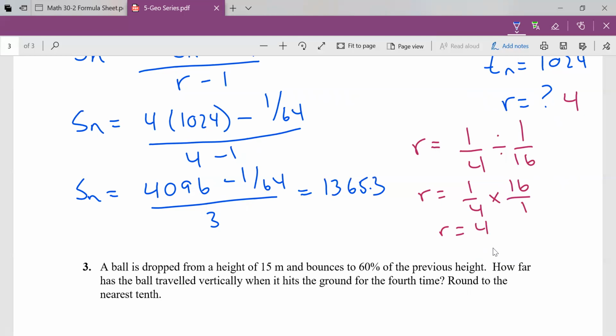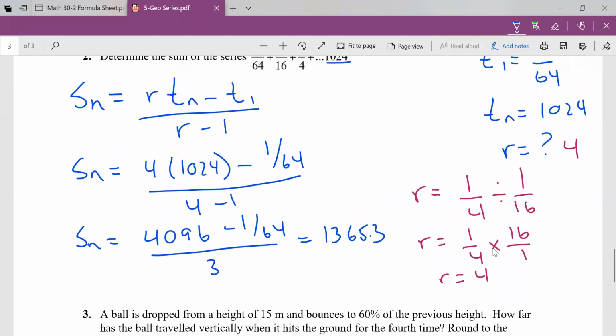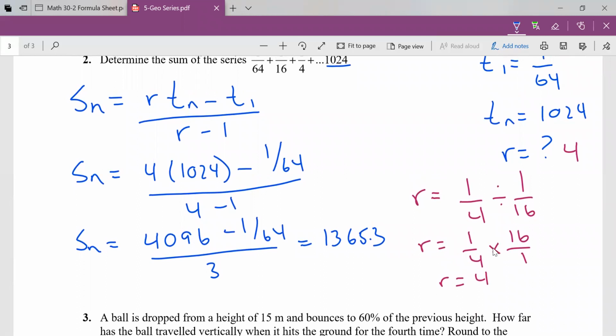Not so bad. If we had tried to use the other formula, we would have to go and find n. So it would make that question a lot more work. So this was kind of the easy way to attack that question. Okay, let's try one more.